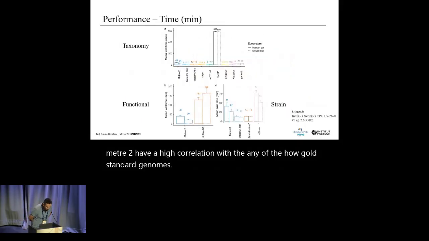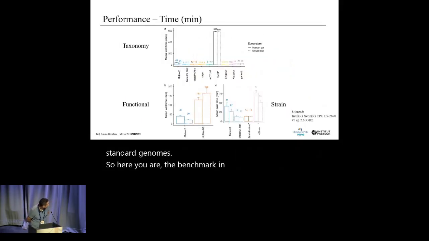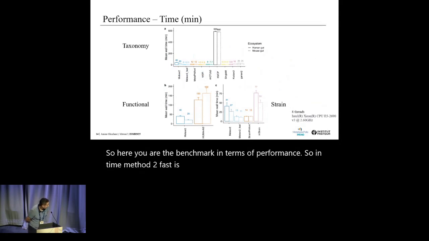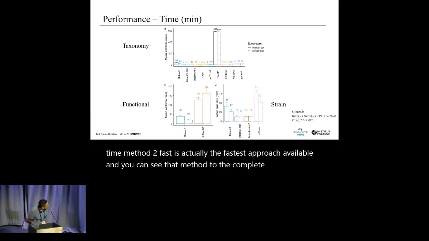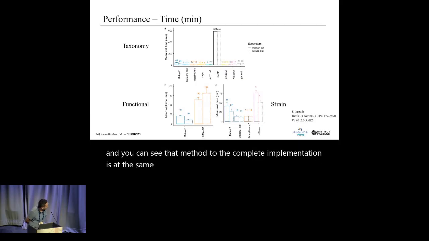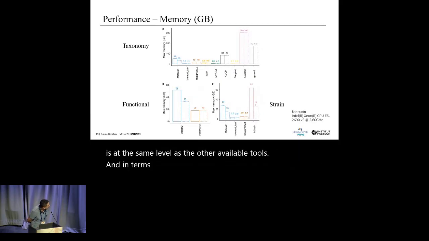So here you have the benchmark in terms of performance. In time, Meteor2 Fast is actually the fastest approach available. And you can see that Meteor2, the complete implementation, is at the same level as the other available tools. And in terms of memory, we can see pretty much the same. Meteor2 is working quite fine.